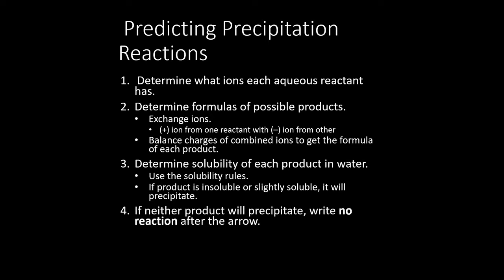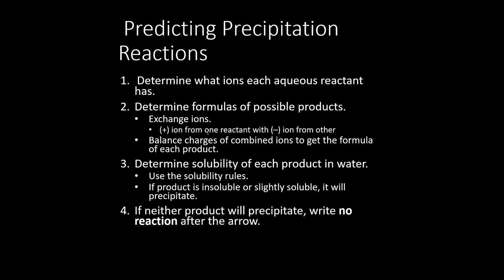The first one is to determine what ions each aqueous reactant has. Now sometimes this is done for us. Sometimes we're just given the name and then we do actually have to figure out what we have. So this first step is really just figuring out what do we have? What are we working with? Once we know the four individual ions, because it will always be four individual ions, we have two cations and two anions. We move on to step 2, which is to determine the formulas of the possible products.